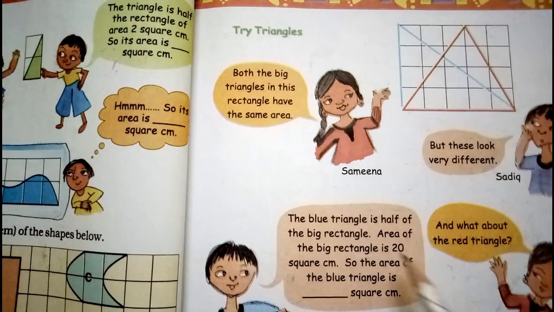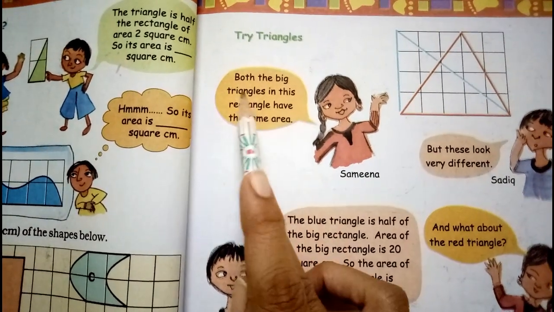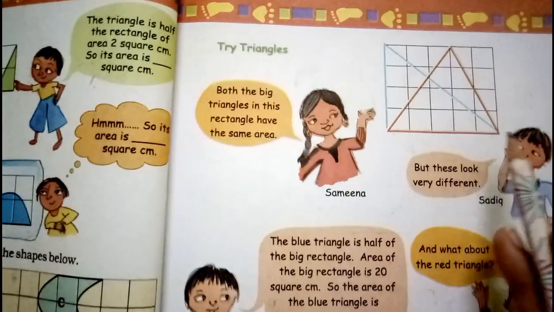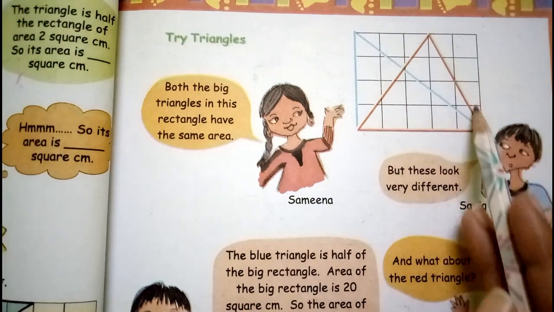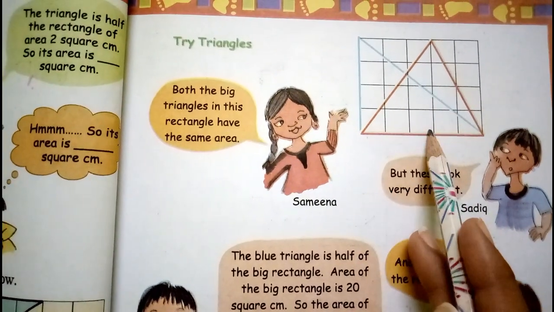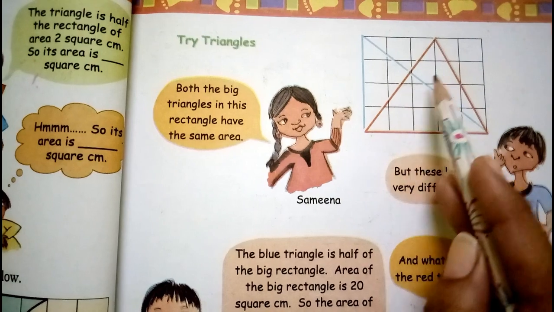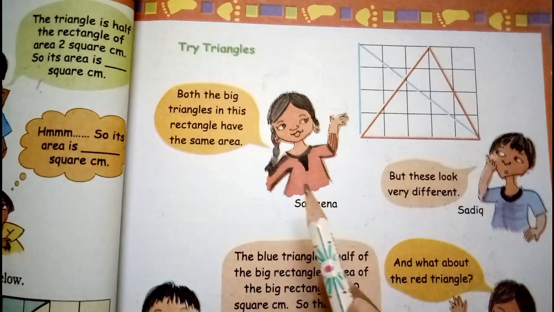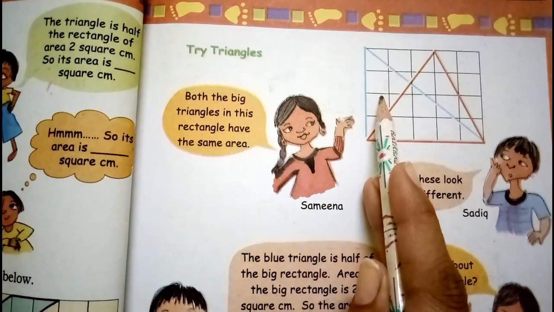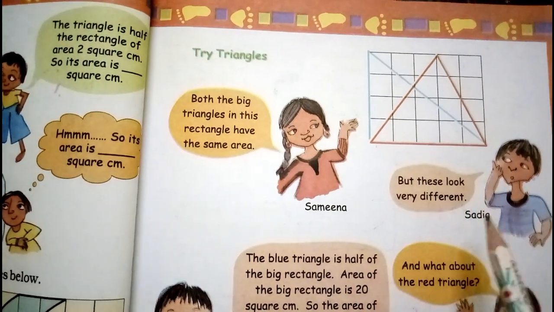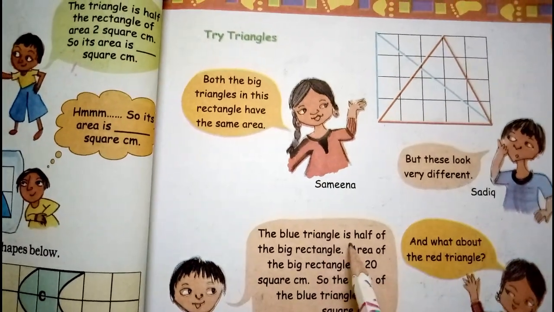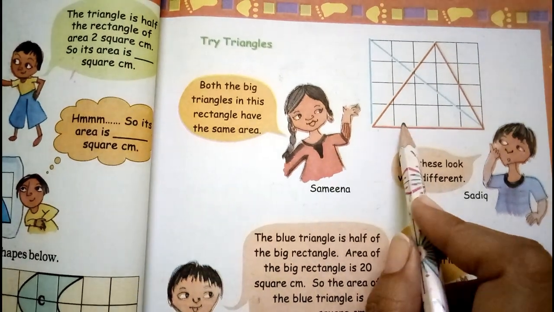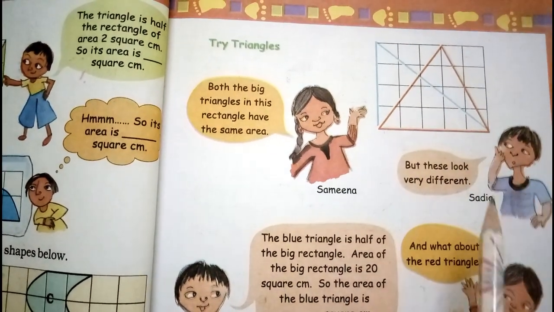What are they telling? Samina says both the big triangles in this rectangle have the same area. You can notice here one big rectangle is given and in that rectangle two triangles, one red triangle and one blue triangle, are drawn. Okay, and they are telling that both the triangles have the same area. Now what does Saqib say? The blue triangle is half of the big rectangle.